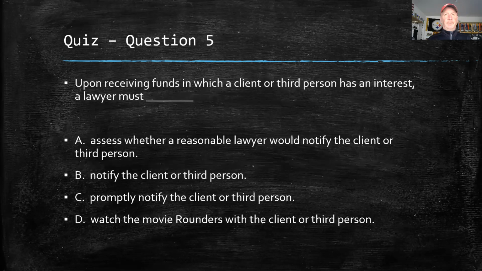Question 5. Upon receiving funds in which a client or third person has an interest, a lawyer must do what? Is it A, assess whether a reasonable lawyer would notify the client or third person? B, notify the client or third person? C, promptly notify the client or third person?